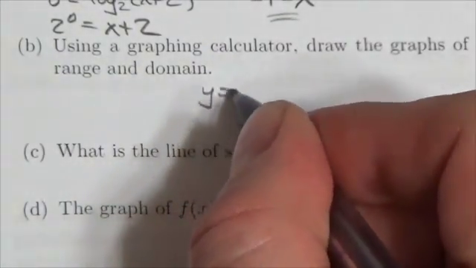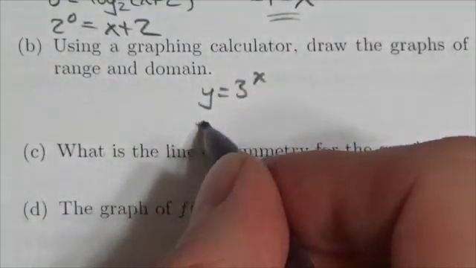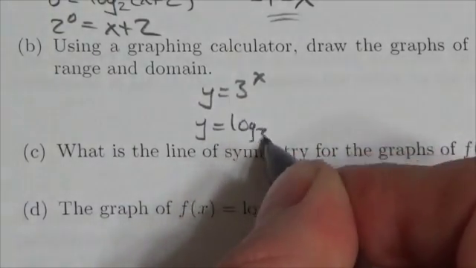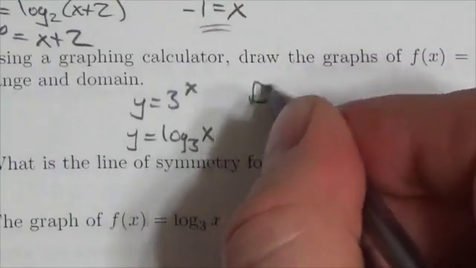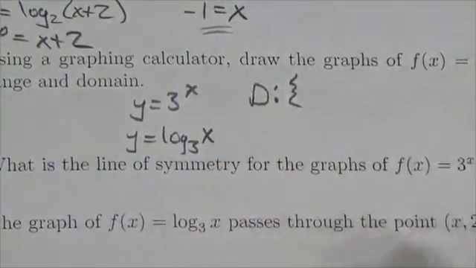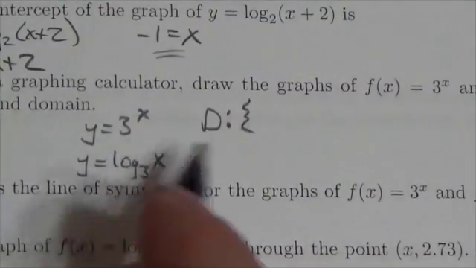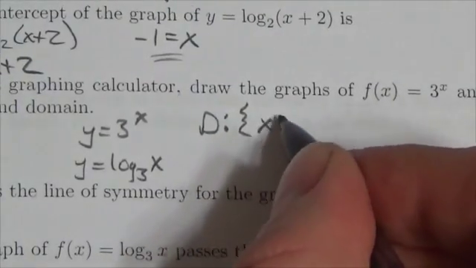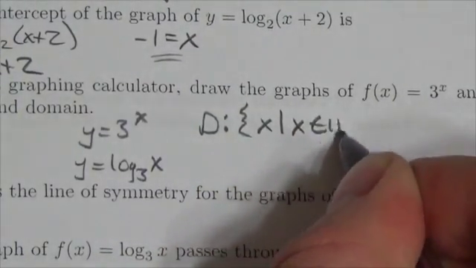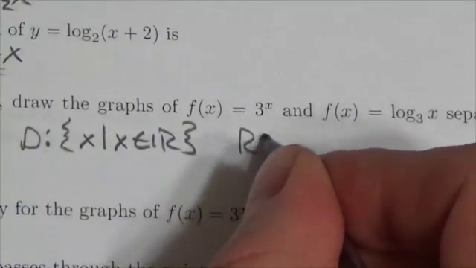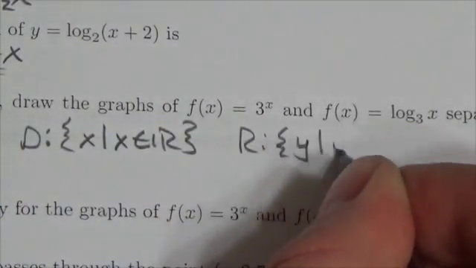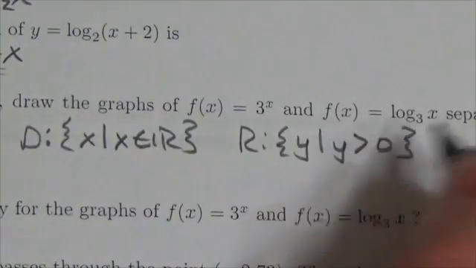If you've got y is equal to 3 to the x, compare that to y equals log base 3 of x. I'll get to the calculator here in just a second. You should already know what this is. The domain of an exponential function is going to be x such that x is an element of the reals. The range is going to be y such that y is greater than 0.